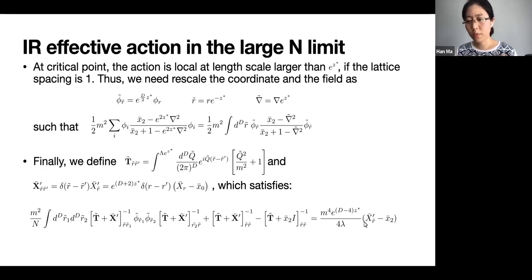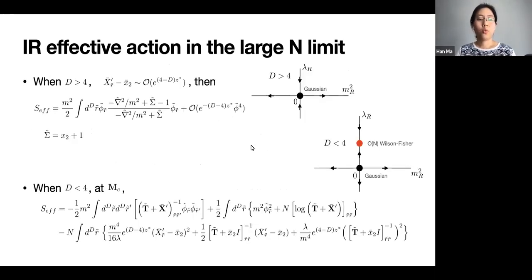And this means this capital X prime minus small x should be zero. So this gives us a situation for D larger than 4. When D is less than 4, we can see the X prime actually has a very non-trivial solution for this saddle point equation.